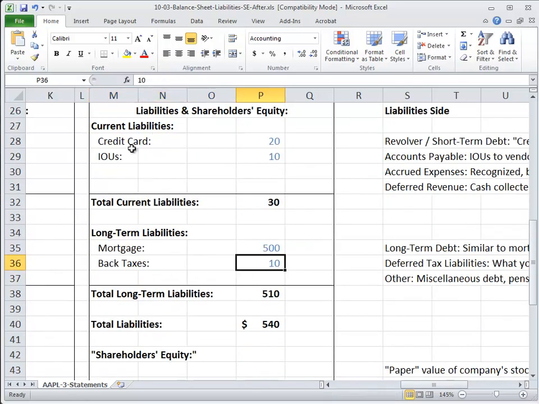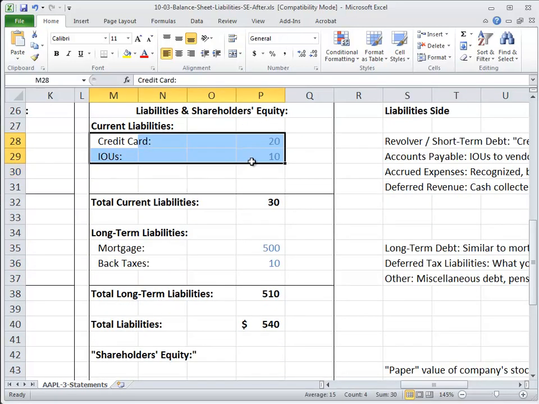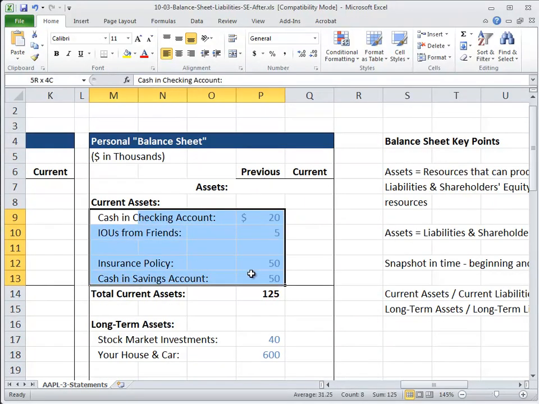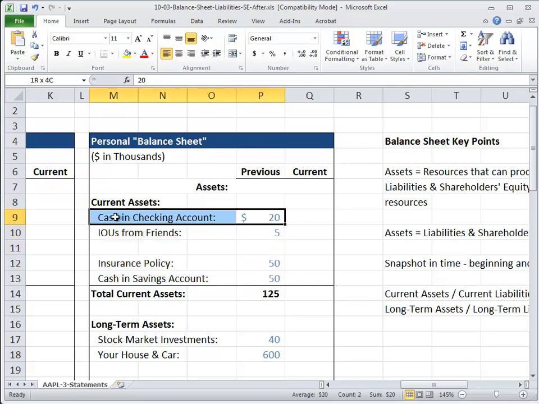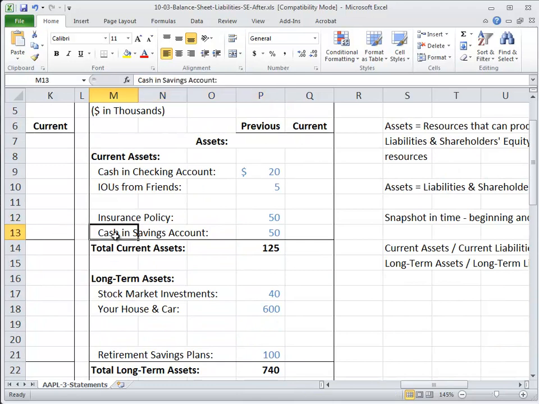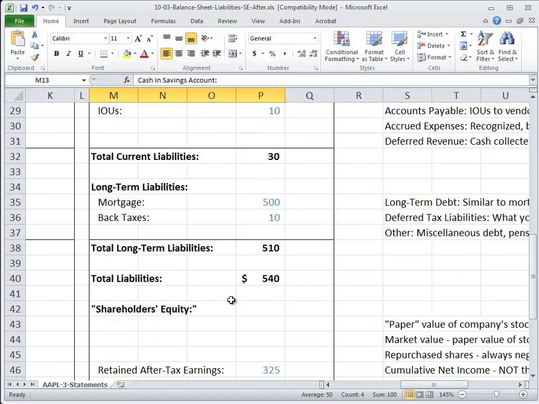Then these other items, it's not clear exactly what they're going into, but the credit card and IOUs, these are most likely funding the current assets here. So maybe they need to get some additional cash in their checking account to buy something or to pay for some kind of vacation they need. That's going to be funded most likely by the credit card or possibly by the IOUs. And same for the insurance policy and the cash in the savings account.